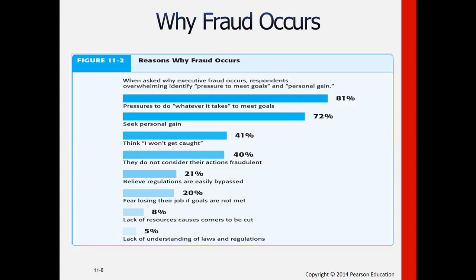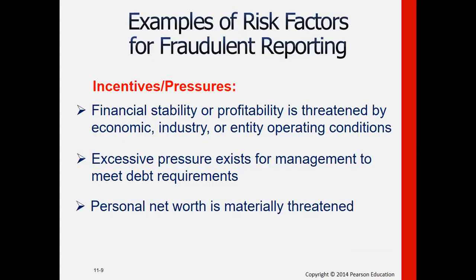That's the thing. And then lack of understanding of laws and regulations. That's also another thing of situation. They lack such understanding. Examples of risk factors for fraudulent reporting first will be incentives or pressures. We have to be stable financially speaking and profitable. And there are threats around economic, industry, or entity operating conditions.